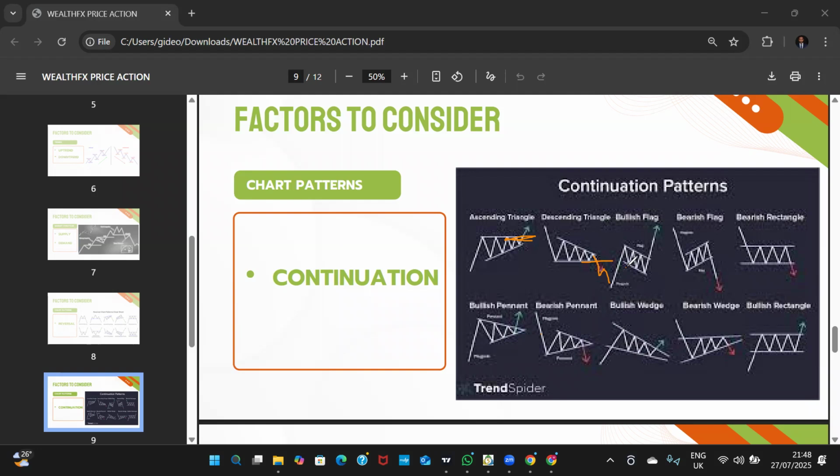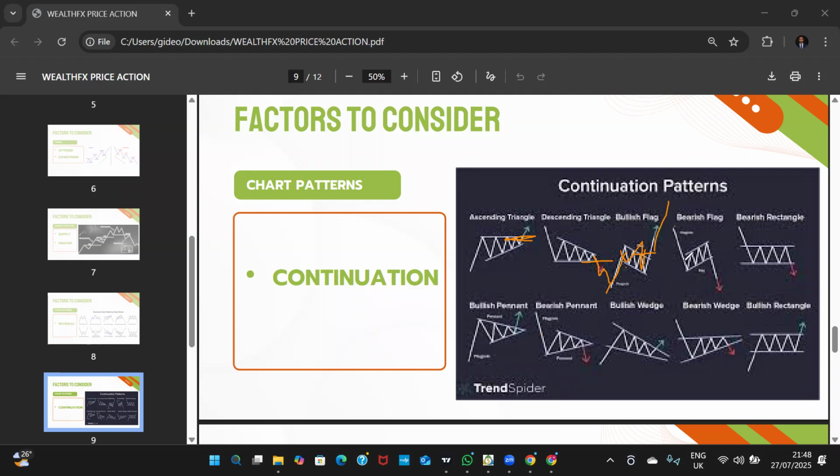Yes, we have a flag, and this is one of my most favorite continuation patterns. I love flags when I see them because they always give you high reward potential. And across any market, you can use a flag. So yeah, this is a bullish flag. You have the pole, and then you have the range in between this area. And when you see a breakout of structure, we're looking to trade into the highs.